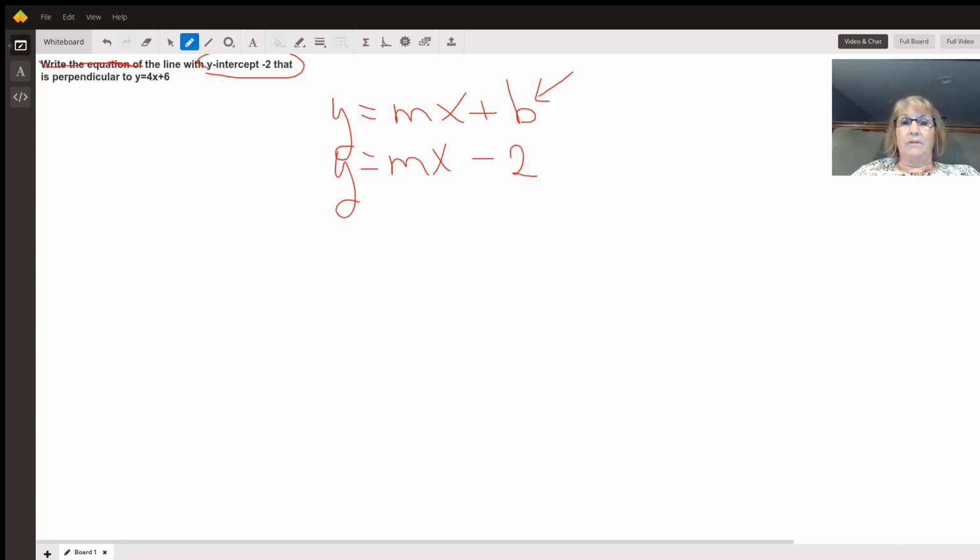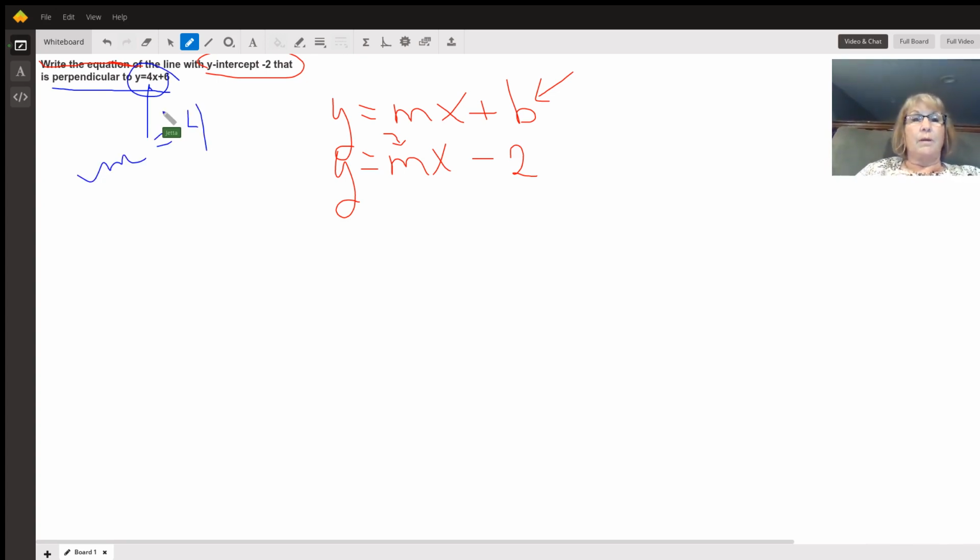So now all I have left is to figure out what the slope would be. What would the slope of this line be? Well, if we go back over to the problem, I see that it tells me that the line is going to be perpendicular to this line. First of all, what is the slope of the line it's given us? Well, your m is your slope, and that's 4. So in this situation, my slope is 4.